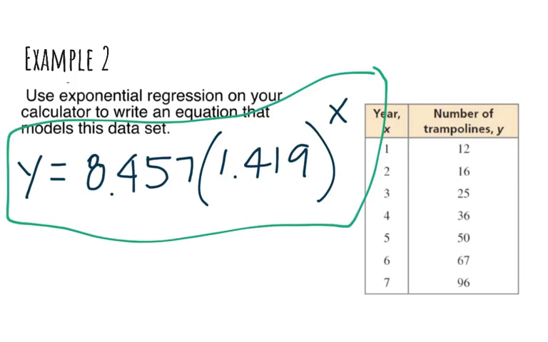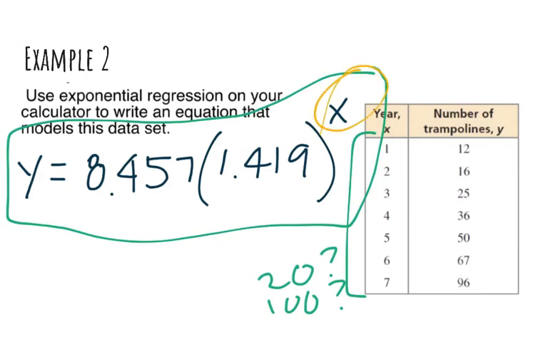So now using this model, I can answer any future question it may ask, like this gave me information for years 1 through 7, but maybe it's going to ask me for year 20 or maybe year 100. And now, instead of having to just go one by one, all I have to do is type that number in for X and I'll quickly get an answer for Y.